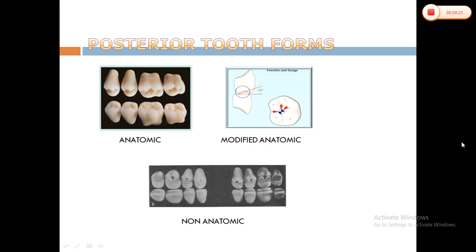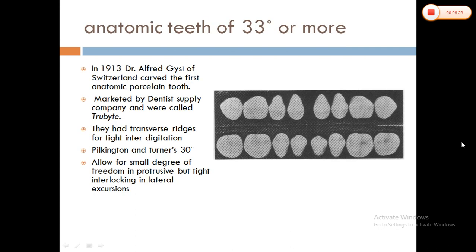So posterior tooth forms. 33-degree teeth. In 1913, Dr. Alfred Geissy of Switzerland carved the first anatomic porcelain tooth, marketed by Dentist Supply Company and called TrueBite. They have transverse ridges for tight interdigitation.